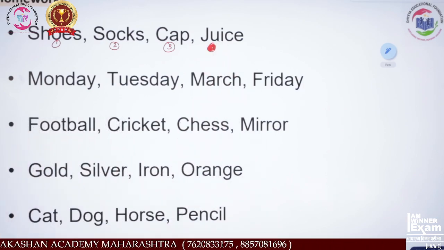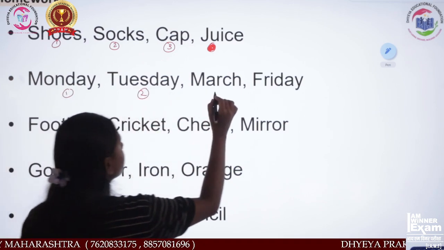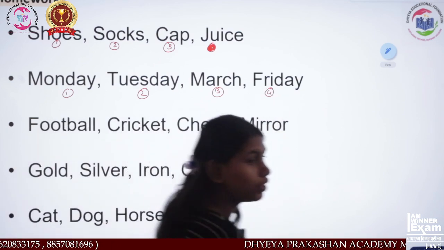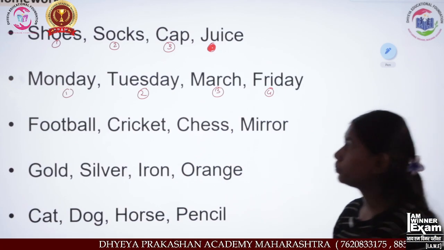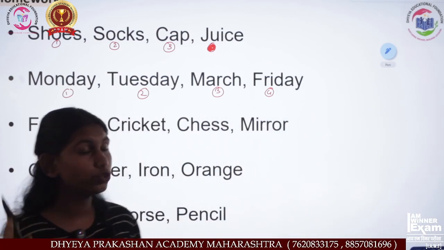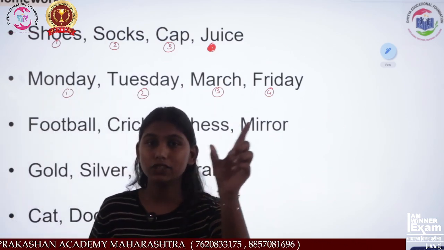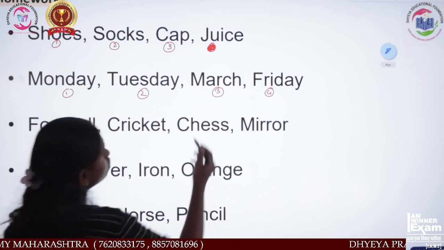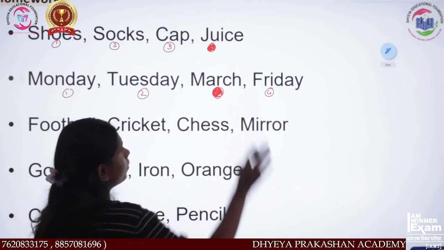Okay. And then next, Monday, Tuesday, March and Friday. Now which is different here? That is option number 3, that is March. Why? Because Monday, Tuesday and Friday are the days of the week. But March is a month, right? So you have to fill option number 3, which is different from the others.